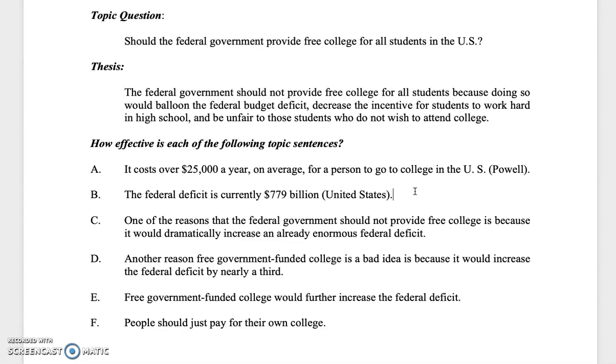All right, C. C is a good example. It has a nice setup here that lets you know that it's presenting one of the reasons for the stance because it says one of the reasons that, and here's the stance, the federal government should not provide free college, and then we get the reason, because it would dramatically increase an already enormous federal budget deficit. So if you're stuck for how to come up with a topic sentence, that structure will work.